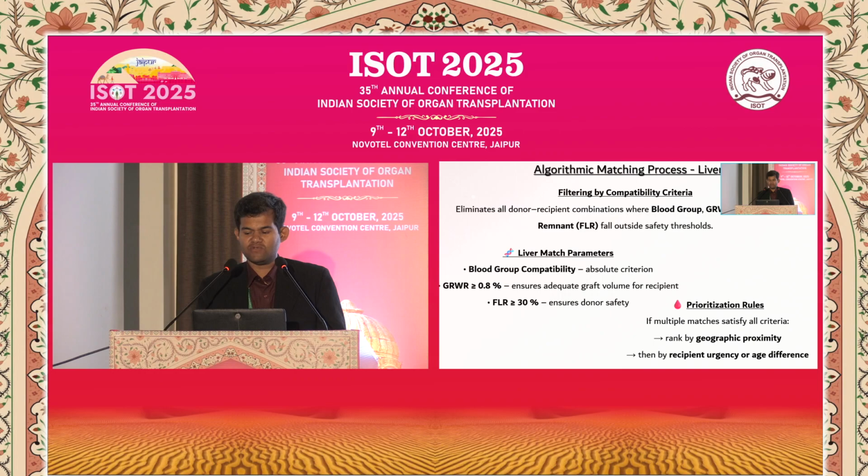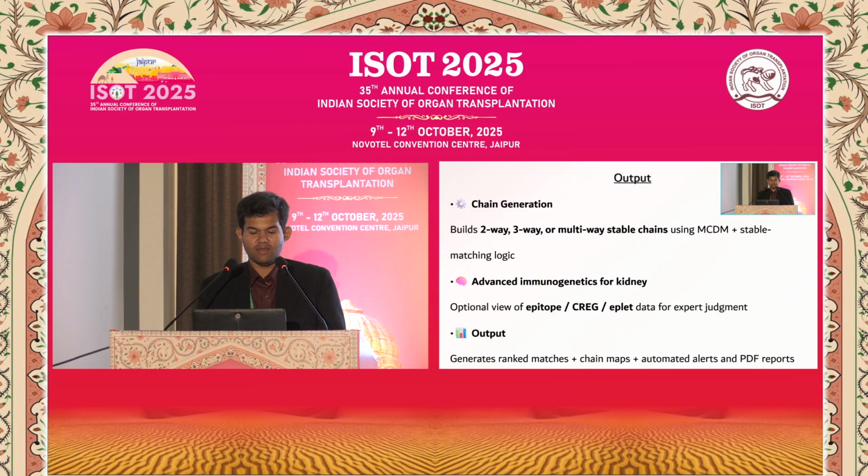The same framework used for kidney swaps is also extended for liver transplants, incorporating donor safety and graft adequacy. The algorithm first filters pairs with ABO incompatibility, GRWR below 0.8, or future liver remnant ratio less than 30%. So these three parameters, blood group, GRWR and FLR, form the core of liver matching. When multiple pairs qualify equally, matches are prioritized based on geographic proximity and then based on recipient urgency or age difference.